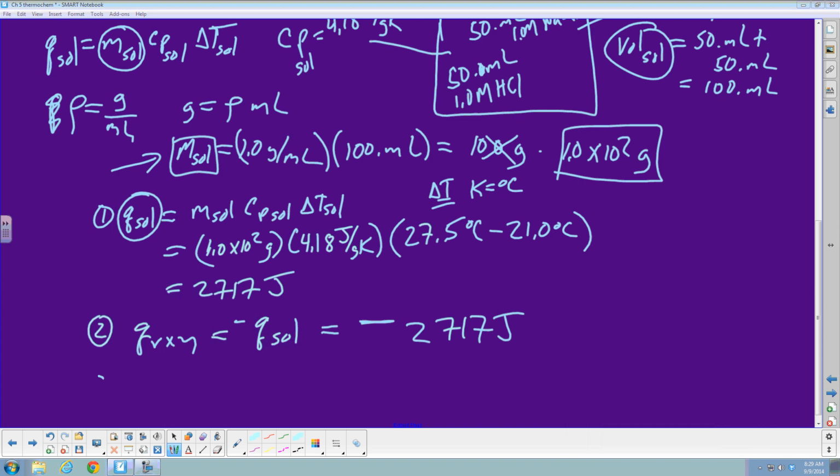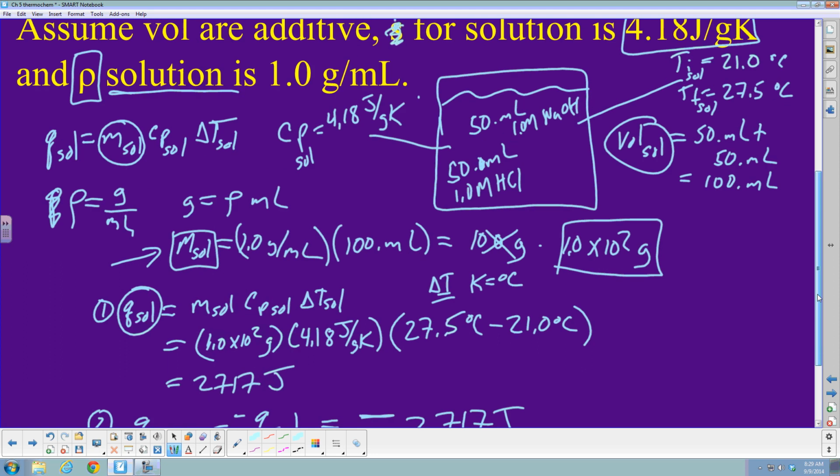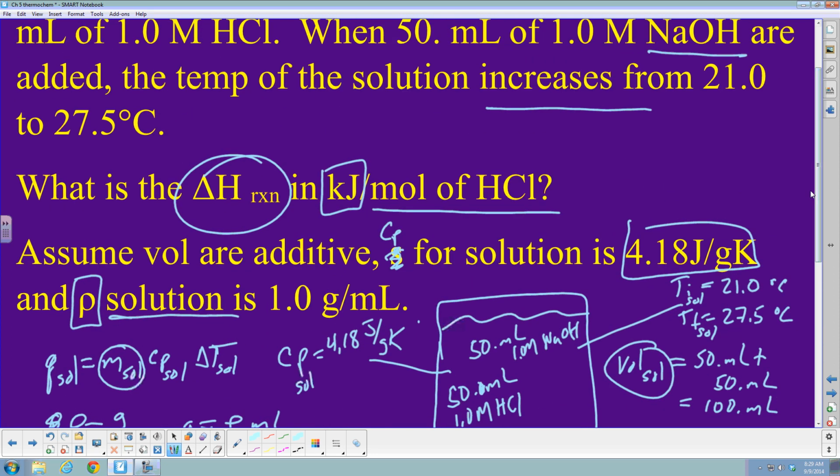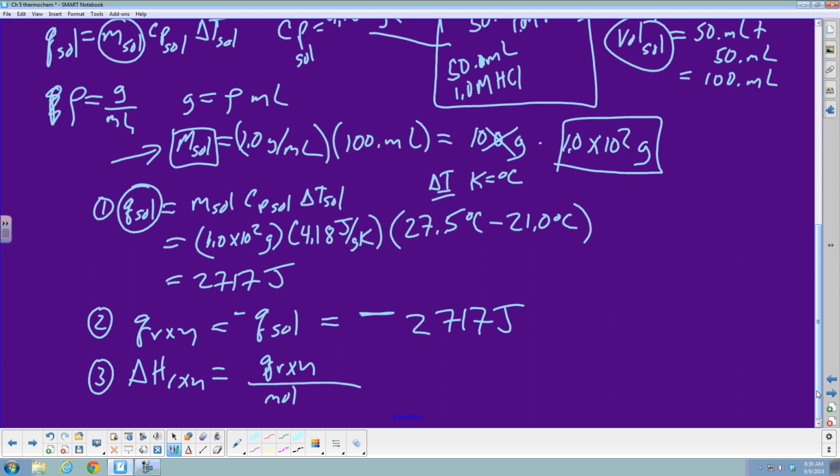I want to get my delta H reaction, which is equal to Q reaction per mole of some kind of reactant. What did they ask here? Per mole of HCl. Great. So we have to get per mole of HCl. Well, I already have that value, right? That's right here. So I just need to get the moles of HCl.